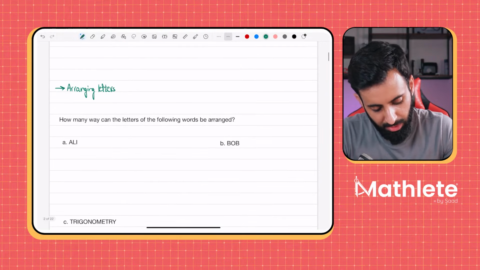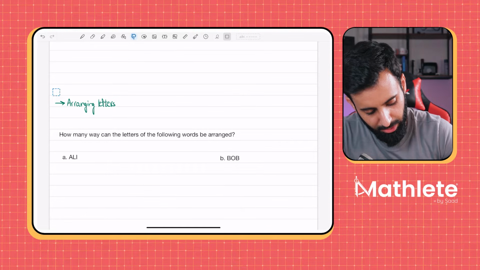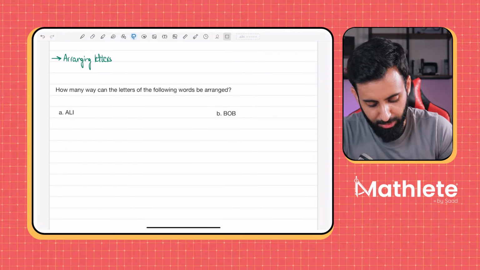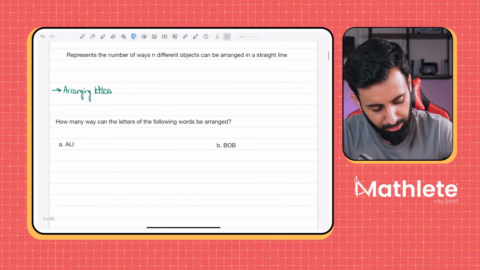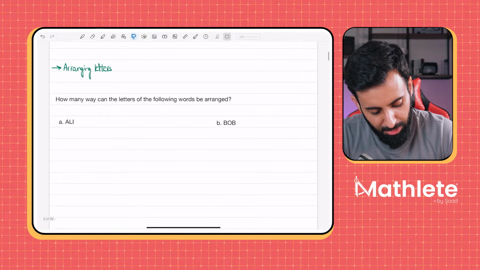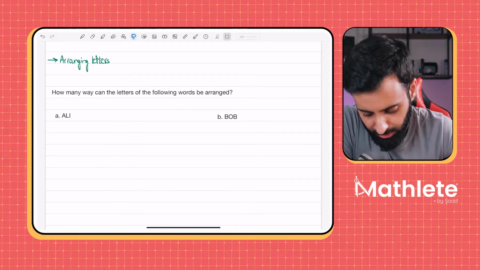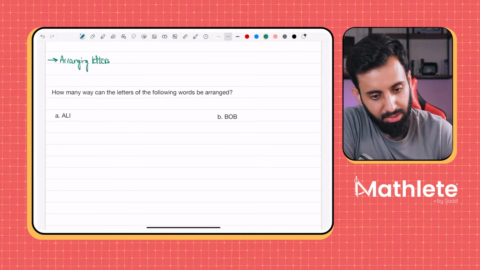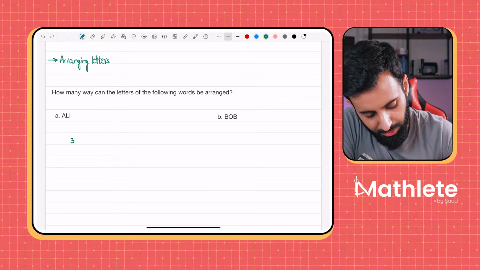Okay, now let's do some examples. We saw how permutation was applied to arranging people. Now let's see how it can be applied to arranging letters. Now I want you to observe something that's very important over here. It says, how many ways can the 3 letters of the following words be arranged? Now in the first part, it's Ali. How many letters do we have in the word Ali? 3 letters. So that means you can list down all the different ways, or you can just do 3 factorial.